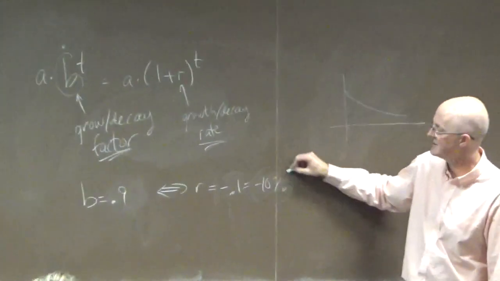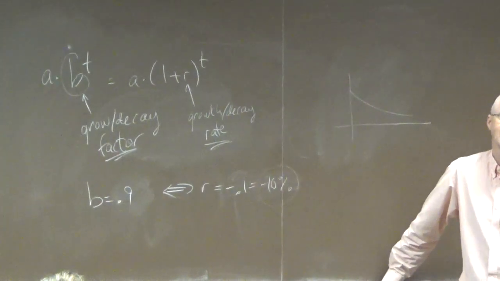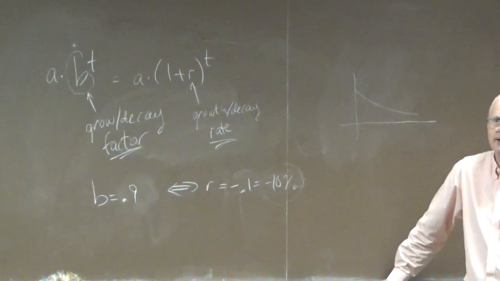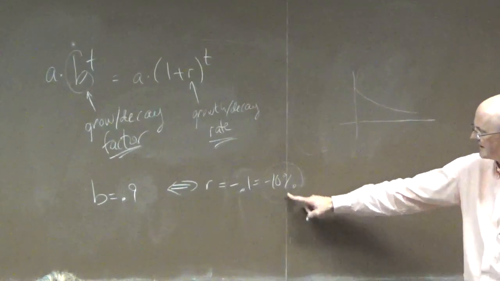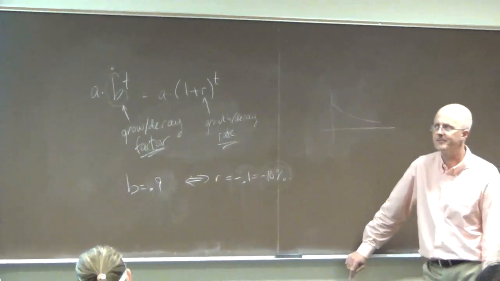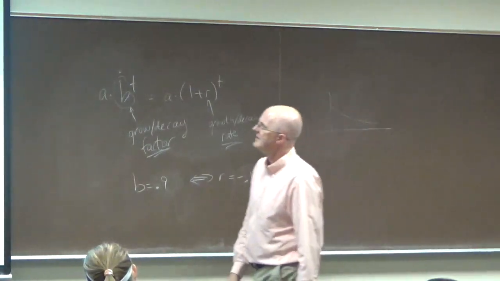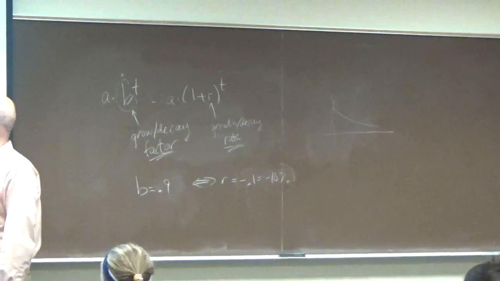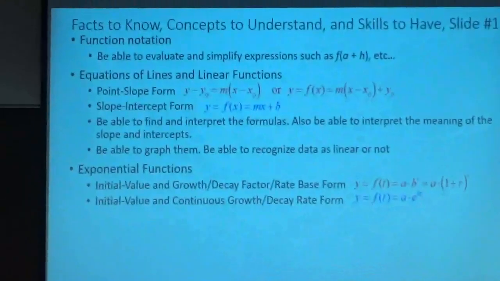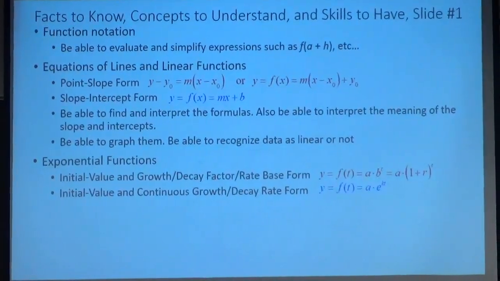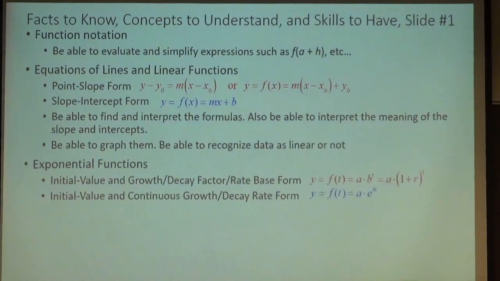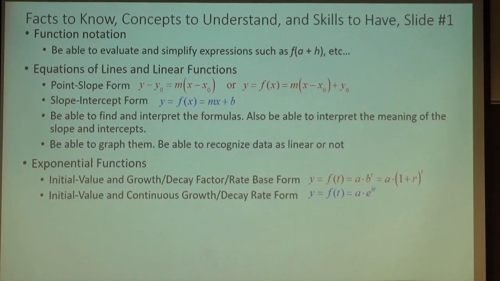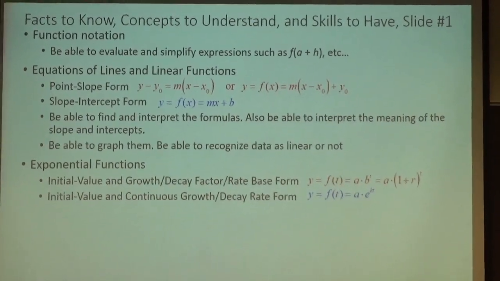This would represent 10% loss of value every unit of time, like every year perhaps. Probably for a car, it's more like 20%. And it's negative. That's representing decay. There's the initial value and continuous growth/decay form with the number e, and this new letter k. k is called the continuous growth/decay rate. k is more analogous to r than it is to b.